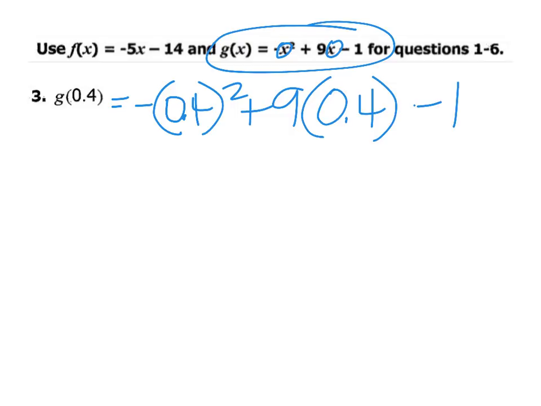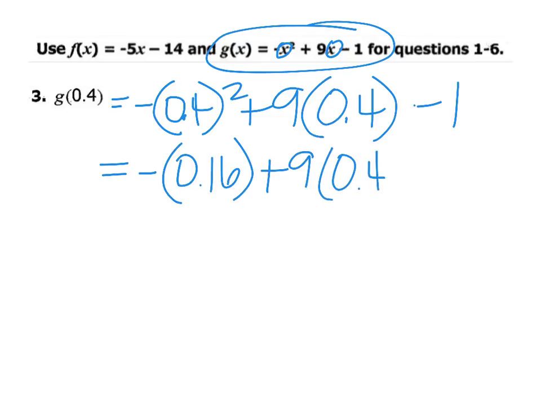Now we're just solving the equation. We want to do order of operations, so exponents come first. So we would want to take 0.4 squared first. That's going to give us negative 0.16 plus 9 times 0.4 minus 1. Next thing you want to do is multiplication. So we bring the negative sign. We're multiplying it by negative 1 essentially.